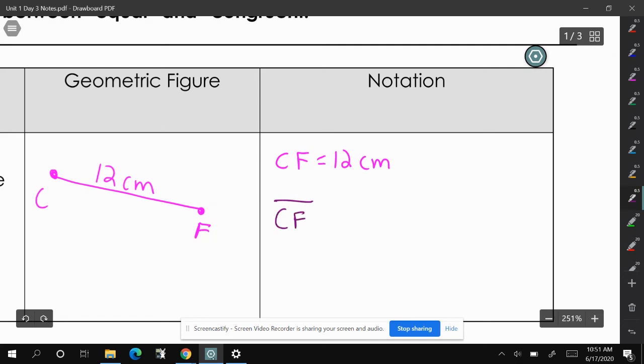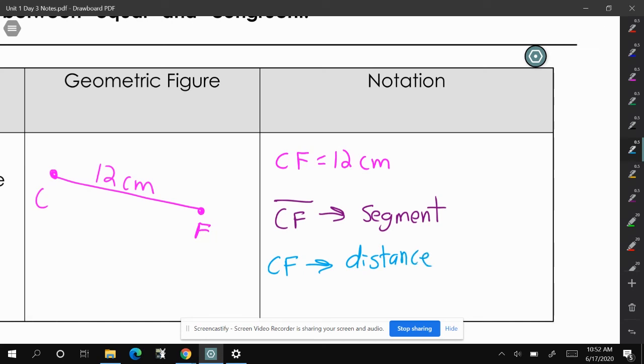So CF with a bar means segment. That's what we're referring to. And if we just have CF without the bar, that's your distance. It's a subtle difference, but it means something completely different.